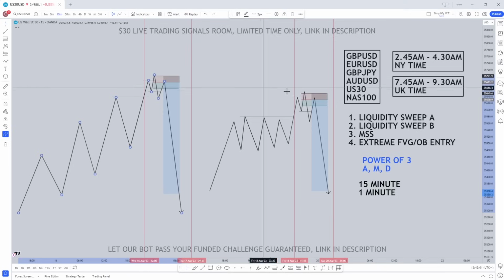Price swept liquidity. Now the third step, and again, we're still in that manipulation phase. All we're waiting for now is that market structure shift to tell us that we're entering the distribution phase, right? So the third step, as you can see, is the market structure shift right here, breaking this low.